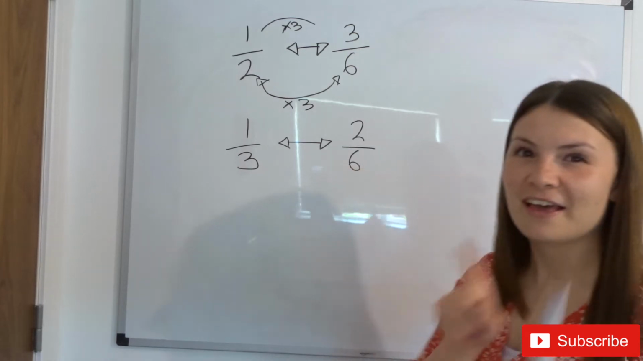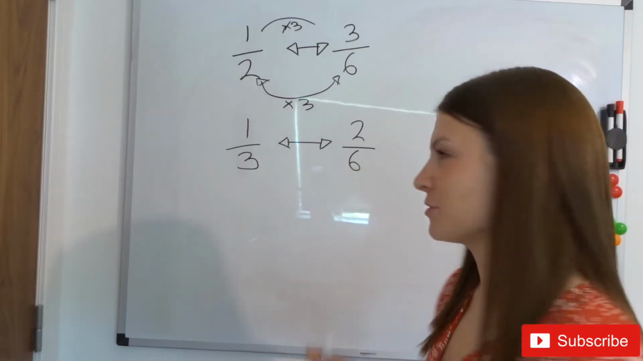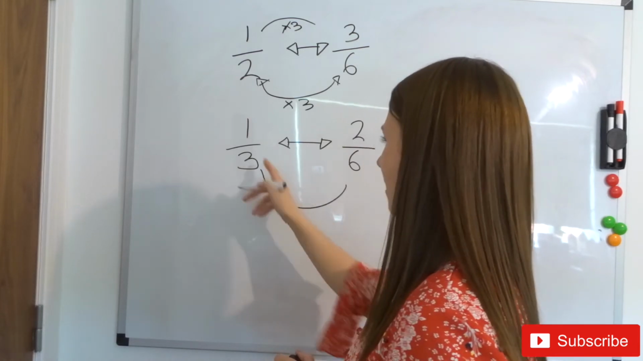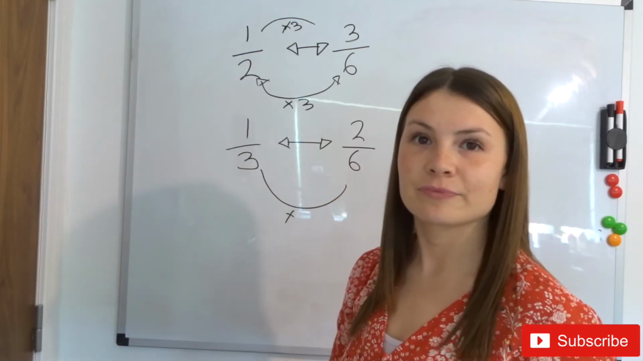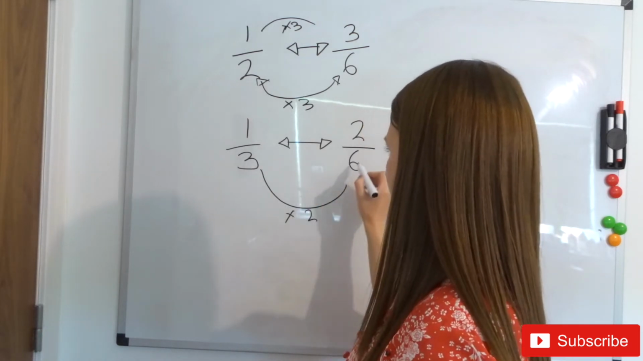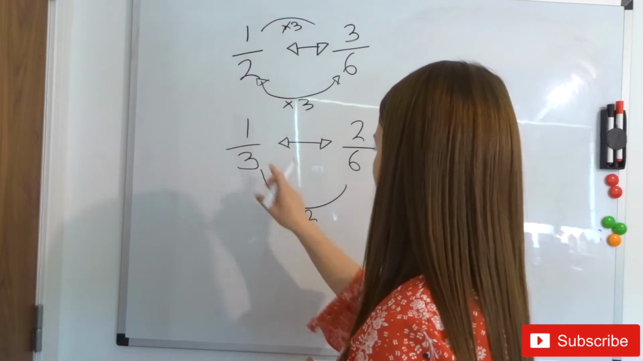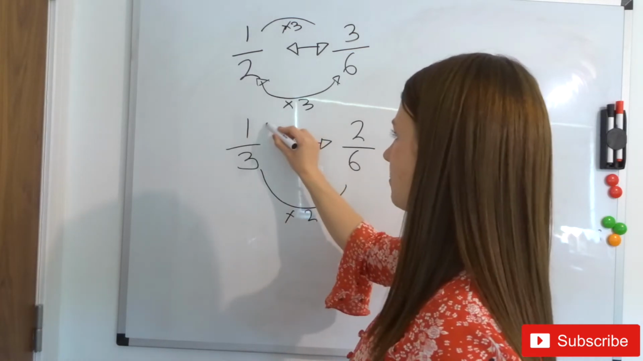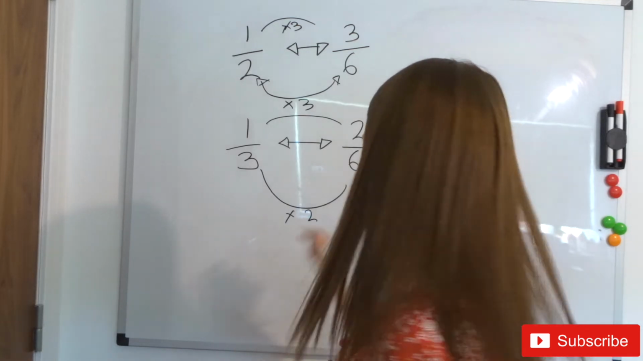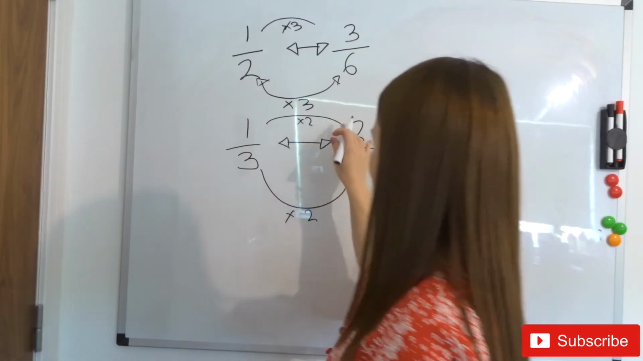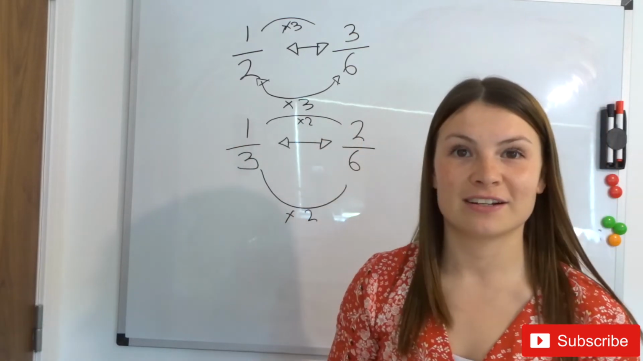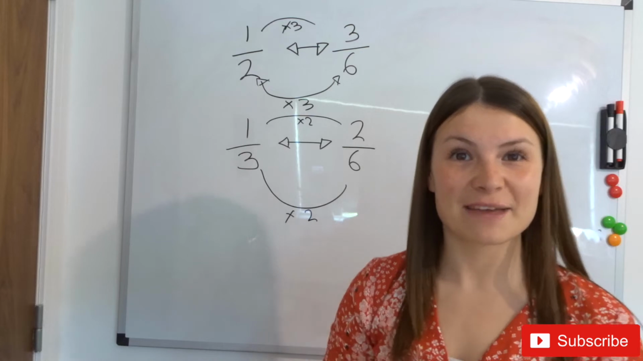Let's just double check that that rule is the same for the bottom one. So 3, what have we times 3 by to get to 6? 2. 3 times 2 equals 6. Good, we've just made it 2 times bigger. So what do we need to do to the numerator at the top? We need to times it by 2. And is that rule correct as well? 1 times 2 equals 2. Look at that. Easy peasy lemon squeezy.